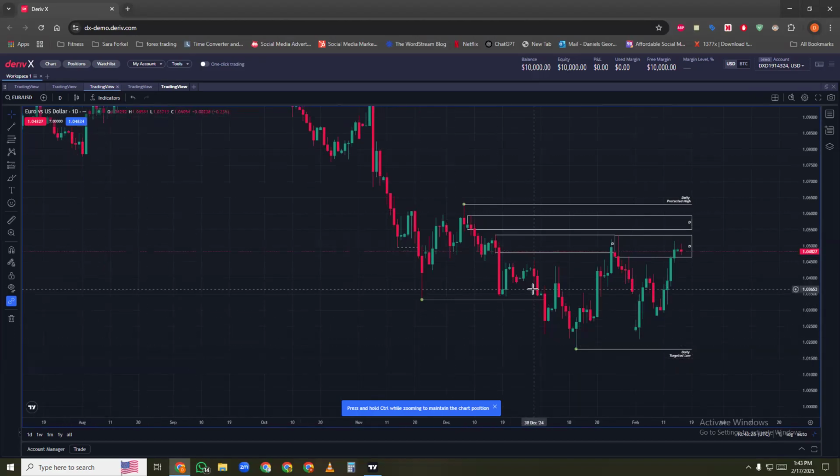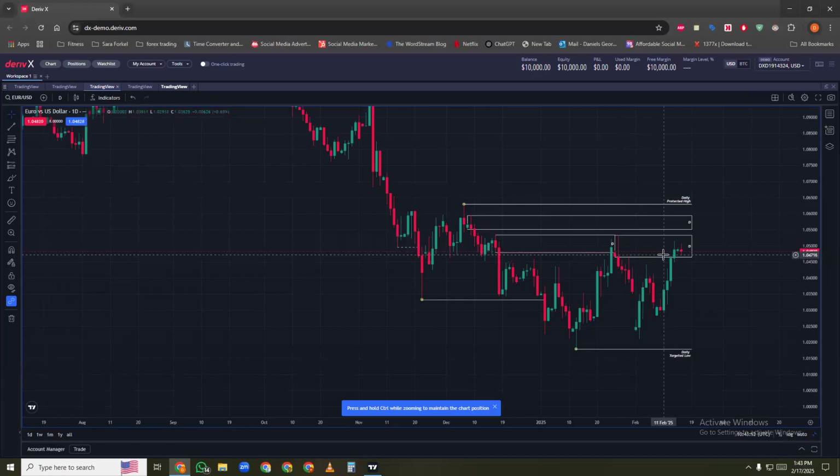Now on the daily, you can see we've already tapped into the supply zone. After we mitigated the supply zone, you can see the market never really went anywhere.